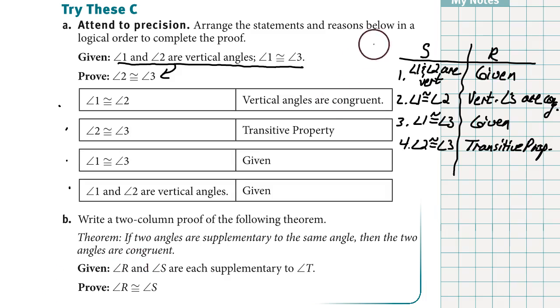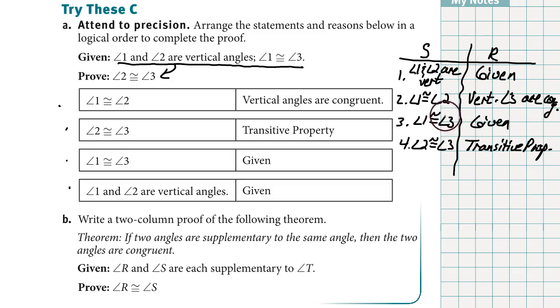And here's the answer. First thing that should have been stated is angle 1 and angle 2 are vertical, reason given. If you just write down that they're vertical, then the logical thing to say next is that angle 1 is congruent to angle 2, because of the theorem, vertical angles are congruent.